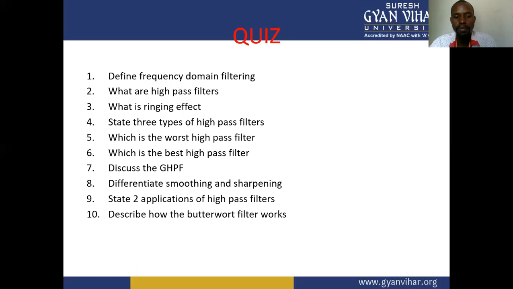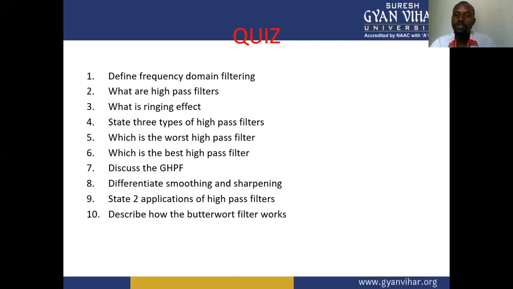Describe how the Butterworth filter works. The Butterworth filter works by, first of all, formulating the equation, and from the equation, we generate the frequencies where we identify the central spectrum. From the central spectrum, we are able to increase the cutoff frequency D0, and we see the resultant effect on the filtered image.